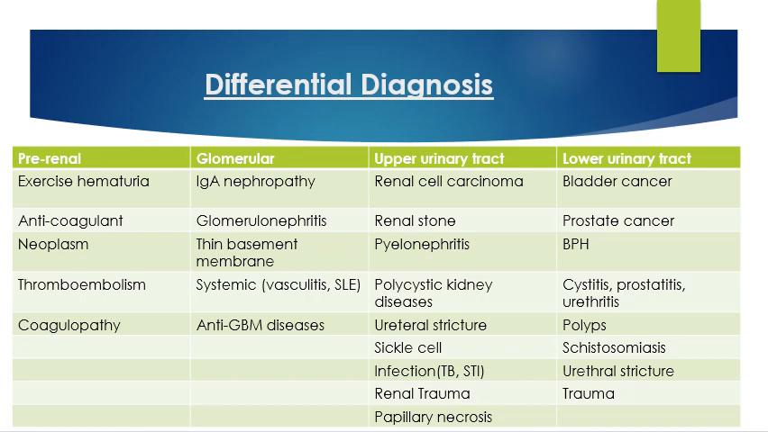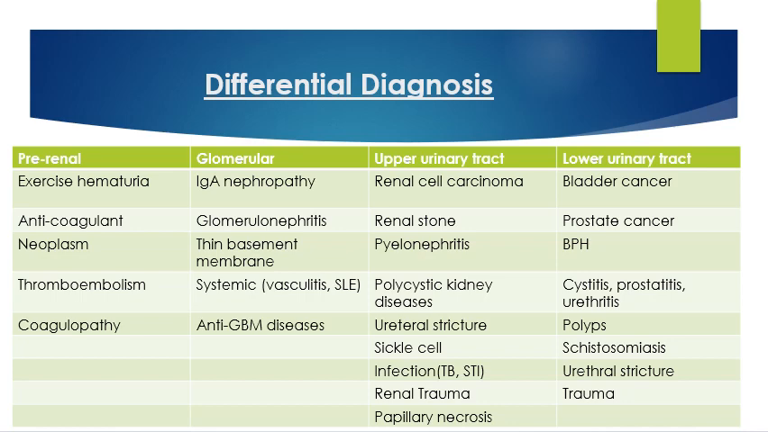Glomerular causes include IgA nephropathy being one of the most common causes of hematuria, glomerulonephritis, thin basement membrane disease, systemic diseases like vasculitis and SLE, and anti-glomerular basement membrane antibody disease.